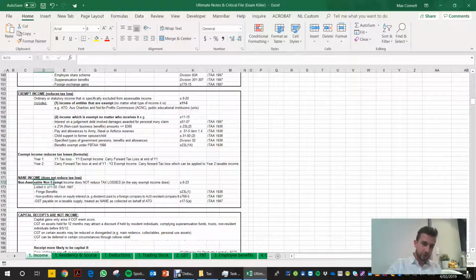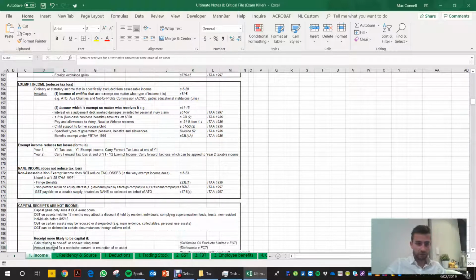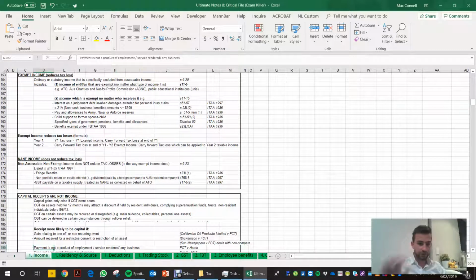However, you also reported exempt income of $100,000, which means this $100,000 reduces your tax loss, which means you can only apply $400,000 of tax loss against your taxable income of $500,000, which means you still have to pay tax on $100,000. And that's basically the difference between exempt and NANA. It sounds complicated, but it's really not. Basically, income is not assessable. If it's NANA, it does not reduce your tax loss. This is the preferable one. Or if it's exempt income, it does reduce your tax loss.